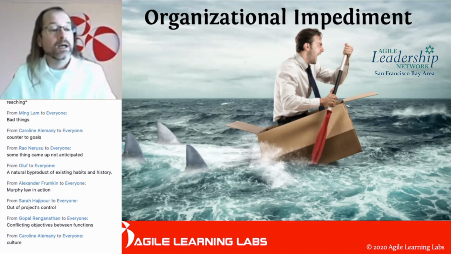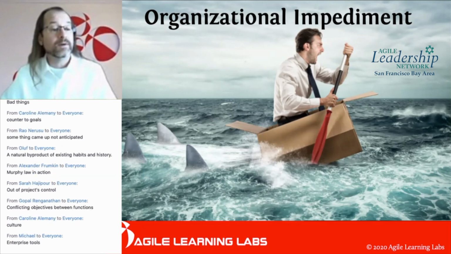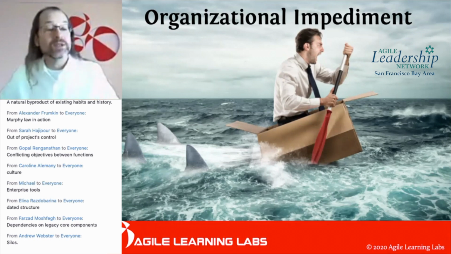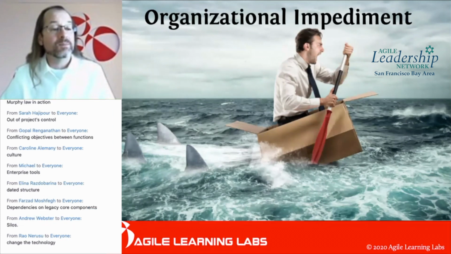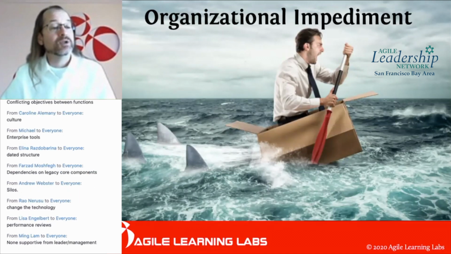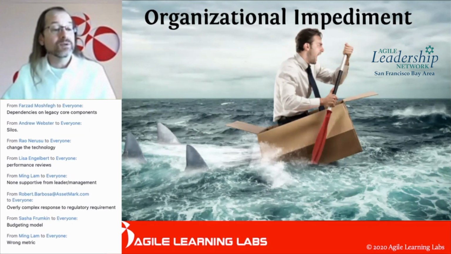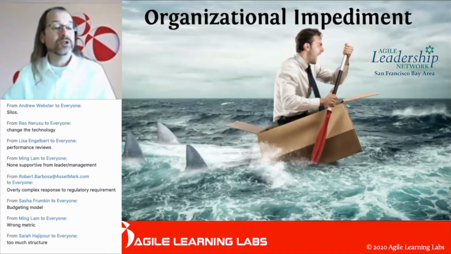Culture, oh yeah. Conflicting objectives between functions, yep. Someone sent me privately performance reviews. Yeah, I've actually written quite a number of things over the years on the Agile Learning Labs blog about performance reviews and how they play with Scrum and other Agile approaches. Our enterprise tools can often create impediments. Dated structures, dependencies on legacy core components, silos, changes in our technology, yeah.